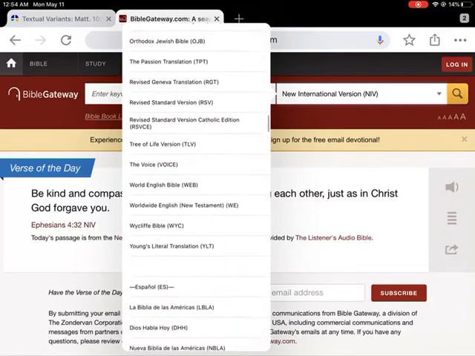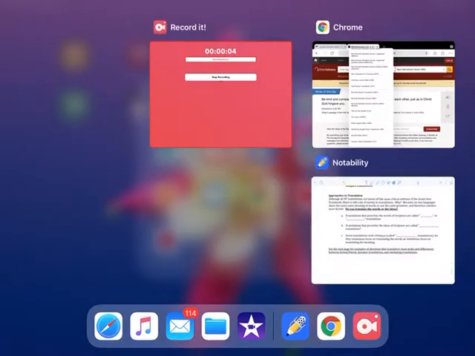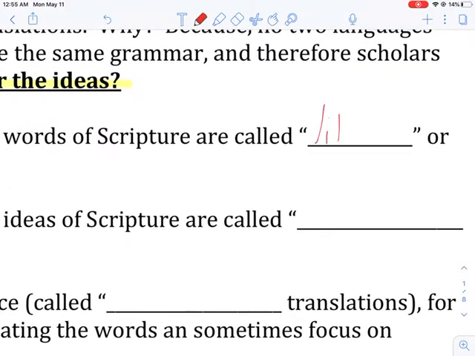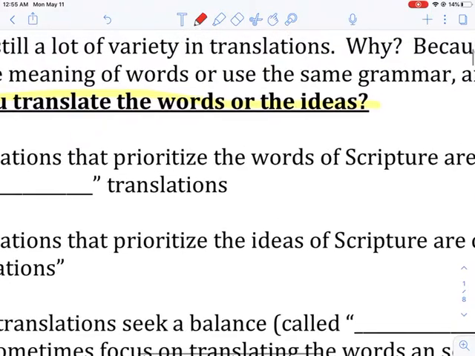And so why are there so many translations if most, if not all of them, are based off the same critical editions of the Greek New Testament? Well, the basic decision to be made by translators that affects other decisions that they make is whether you should translate the words of the Bible or the ideas. That's the basic question to be asked. Translations that prioritize the words of Scripture are called literal translations or formal translations.